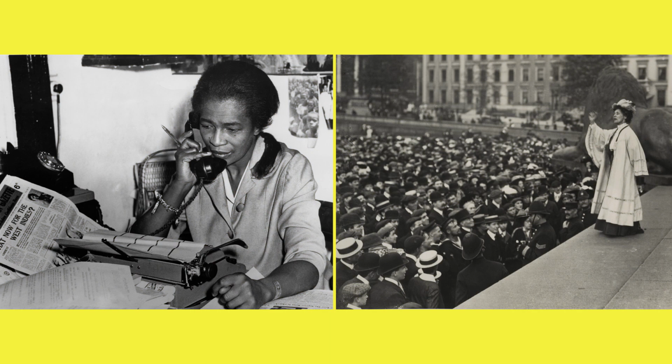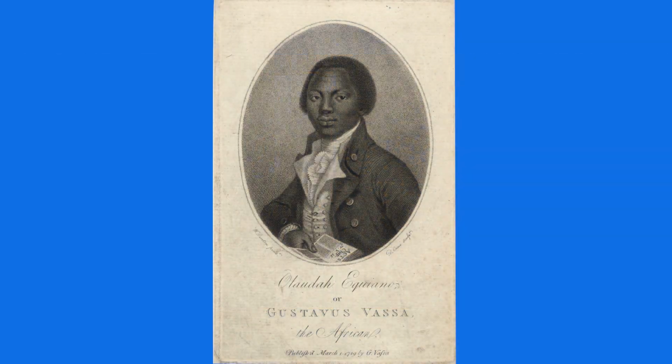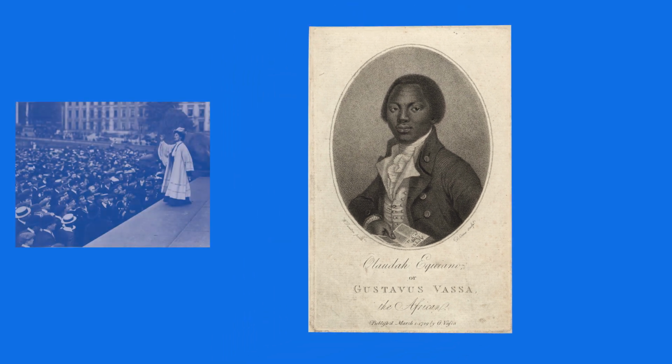Some photographs, like the portraits of Claudia Jones and Emmeline Pankhurst, were made for newspapers. This tells us the person or event was newsworthy at the time. These portraits would have probably been seen by many thousands of people. The portrait of Olaudah Equiano is an engraving that was included in his book. It sold thousands of copies in Britain and beyond.